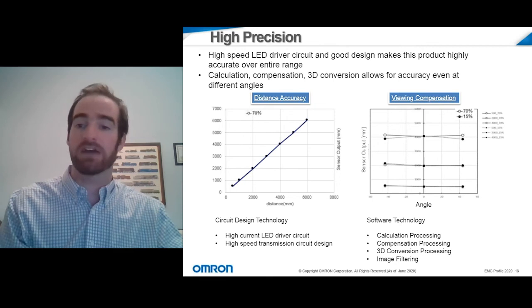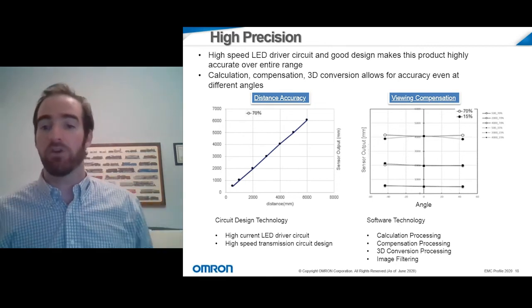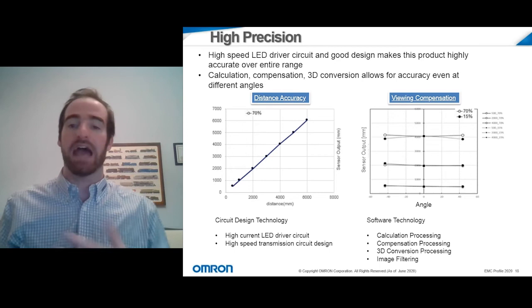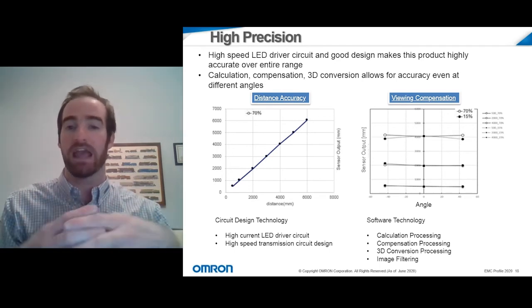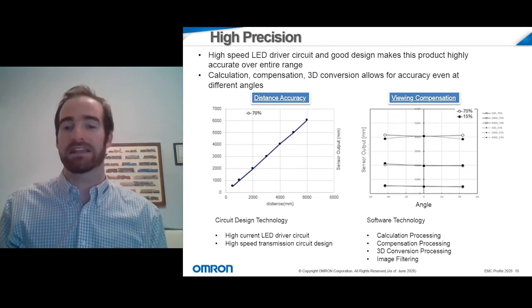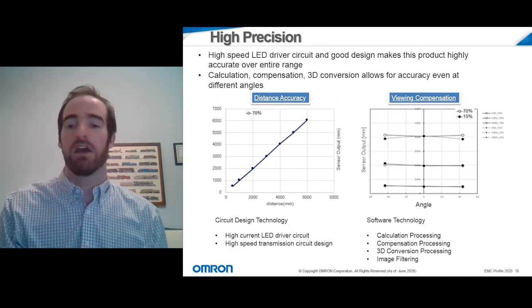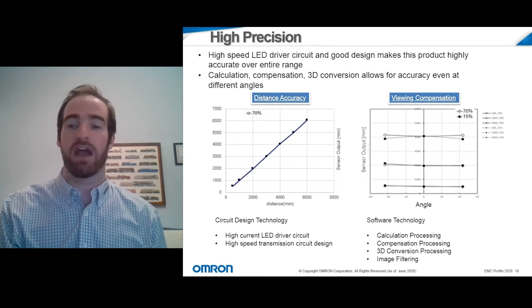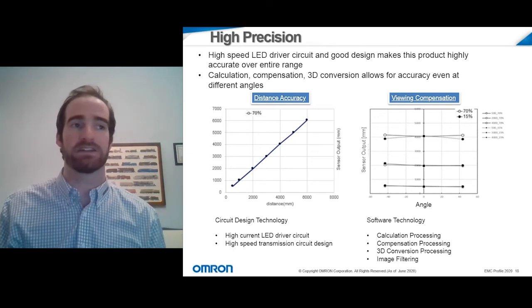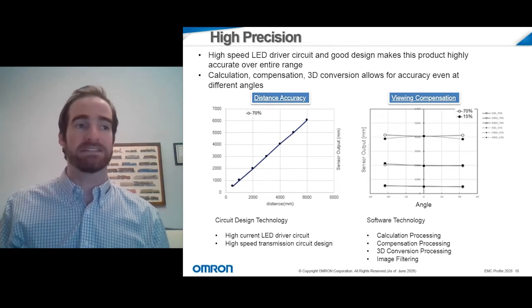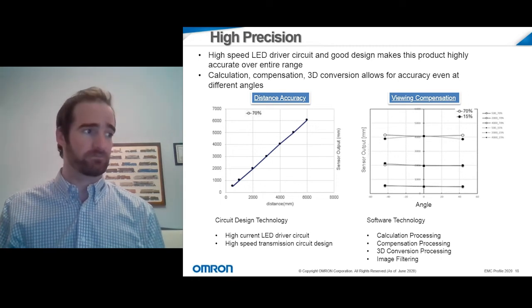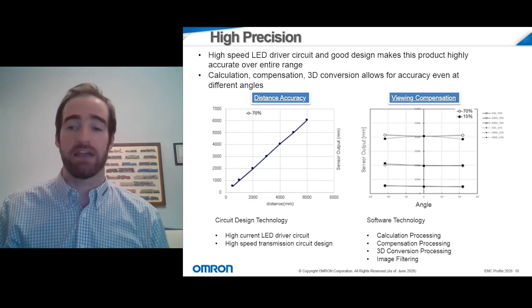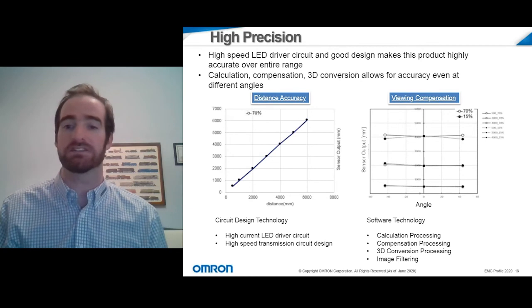Very consistent readouts. And on the right-hand side, we have viewing compensation, as we look at the sensor as it's able to determine the distance of an object even at different angles. So we're looking at the sensor as it's looking at an object head-on, and on the right-hand side of the graph, you'll see how the sensor is determining distance data at 45-degree angles and at 90-degree angles. So we are getting, again, very accurate readings over these different distances, over these different operating conditions.